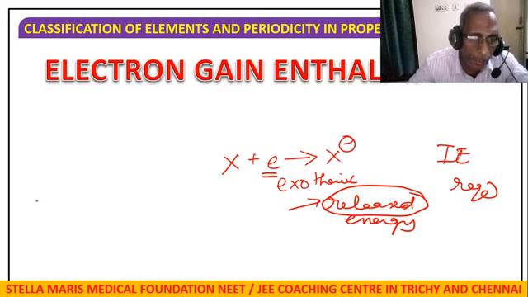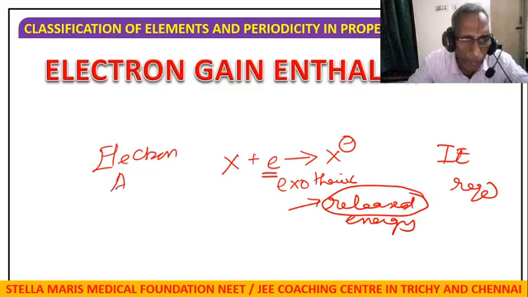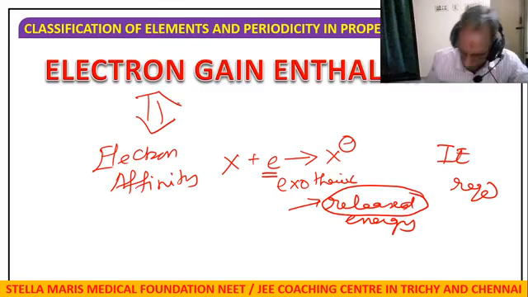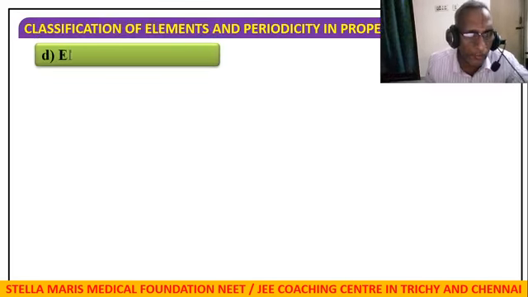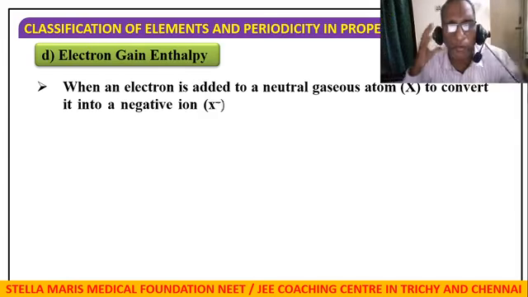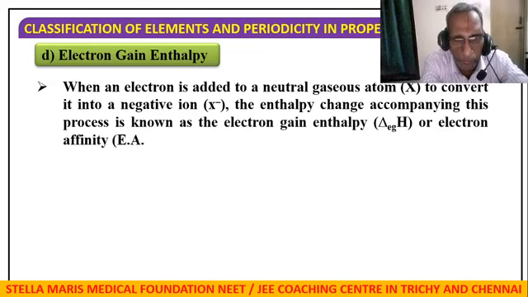The other name for electron gain enthalpy is electron affinity. Both mean the same. Electron affinity or electron gain enthalpy, they are equal. Now let us see the definition. Electron gain enthalpy: when an electron is added to a neutral gaseous atom, it is converted to an anion. The enthalpy change is negative, so it releases energy. That is called electron gain enthalpy.